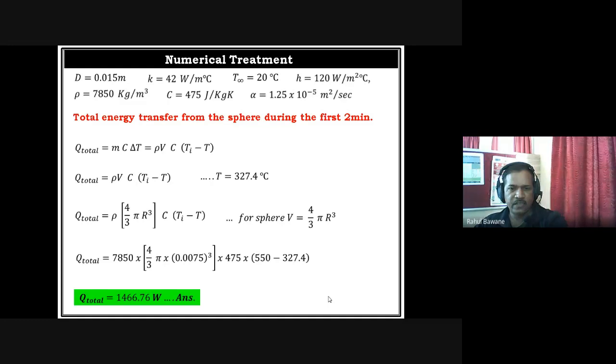Previously we calculated the rate of heat transfer exactly after 2 minutes, which is about 26 watt, and this is the total heat transfer for 2 minutes. So from the point it is dipped to the completion of 2 minutes, this much amount of heat is transferred from the sphere.